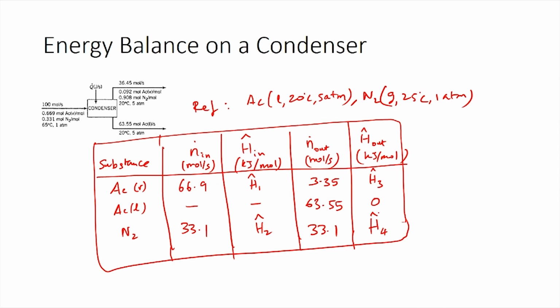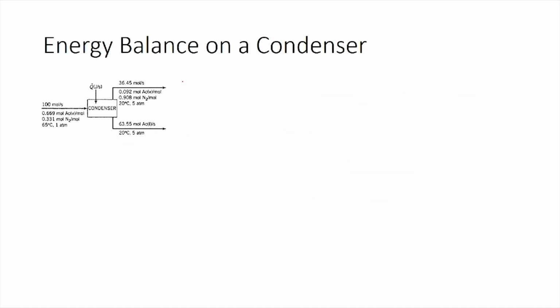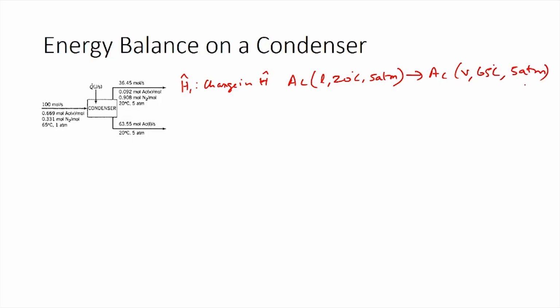Okay. Let us try to calculate one enthalpy. So, as I already said, I am not going to be looking at the numerical calculations, I am only going to try to show how the calculations have to be done. The specific enthalpy change H1 cap which we are trying to calculate is actually the change in H cap for the process where acetone from the reference state, which is acetone liquid at 20 degrees Celsius and 5 atmosphere, reaches acetone vapor at 65 degrees Celsius and 5 atmosphere, which is the condition of the inlet acetone.